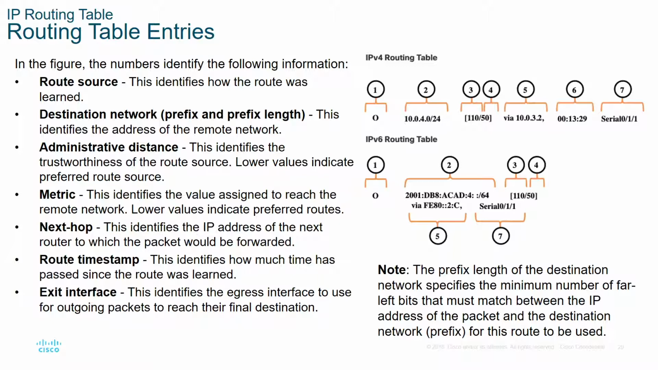4. Metric. This identifies the value assigned to reach the remote network. Lower values indicate preferred routes. 5. Next hop. This identifies the IP address of the next router to which the packet would be forwarded. 6. Route timestamp. This identifies how much time has passed since the route was learned. 7. The exit interface. This identifies the egress interface to use for outgoing packets to reach their final destination.